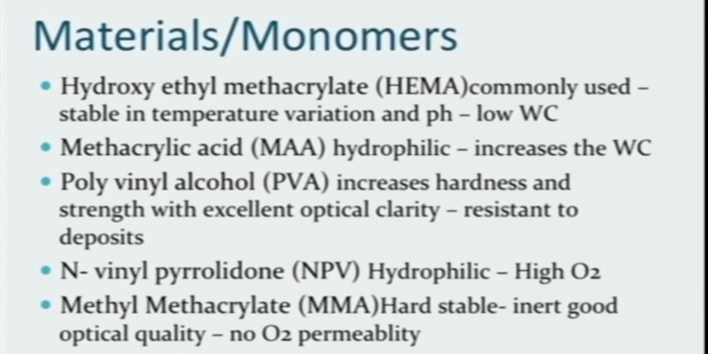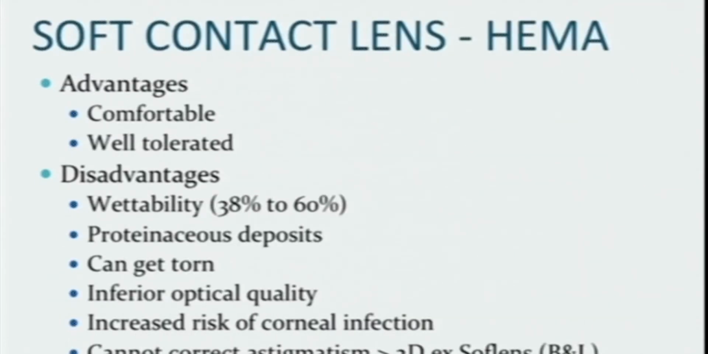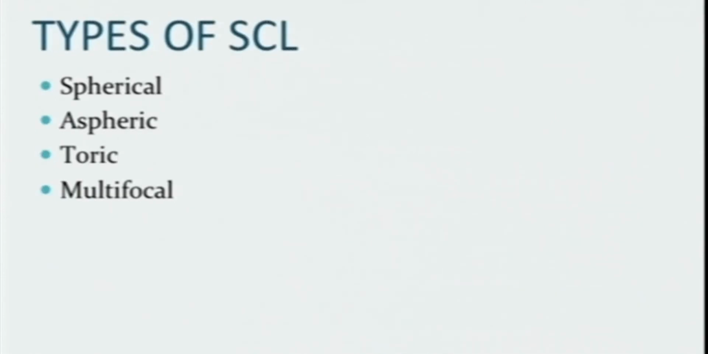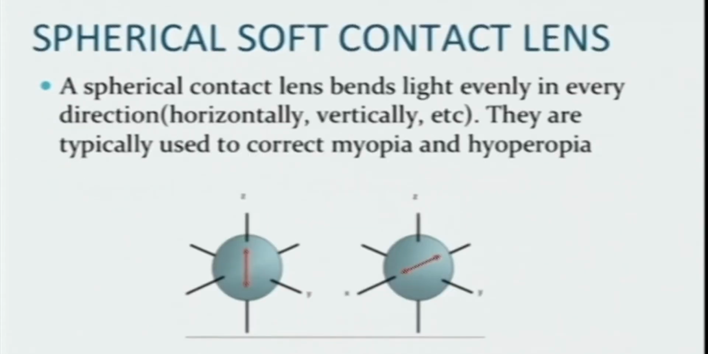The materials which are used in the contact lenses are HEMA, hydroxyethyl methacrylate, polyvinyl alcohol type, and N-vinyl pyrrolidone. Advantages of soft contact lens: again, comfortable and well tolerated. The materials of silicone contact lenses, silicone with hydrogel lenses. Technical names are as mentioned above. The soft contact lens types: spherical, aspherical, toric and multifocal. So each type has got different advantages.